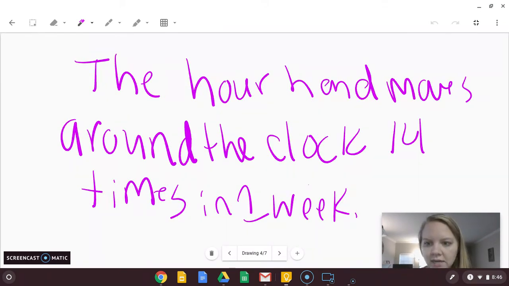So then you need to restate it and answer the question, because it is a story problem, you have to label. The hour hand moves around the clock 14 times in 1 week.